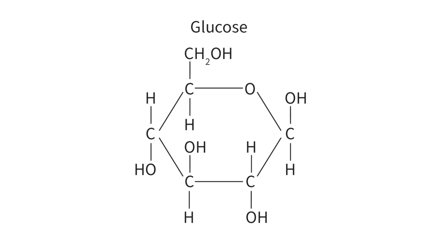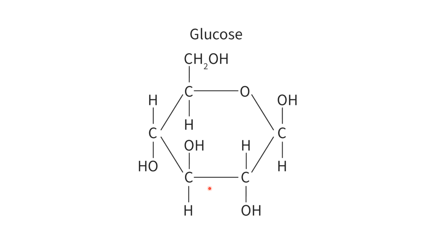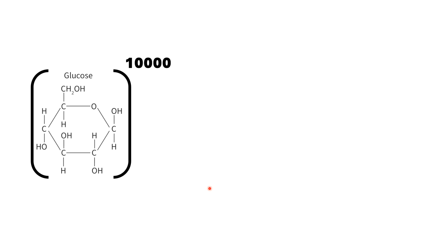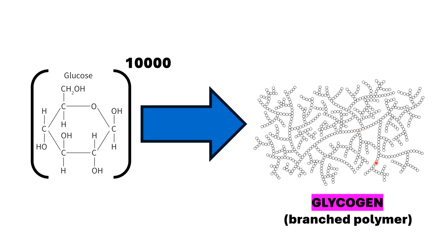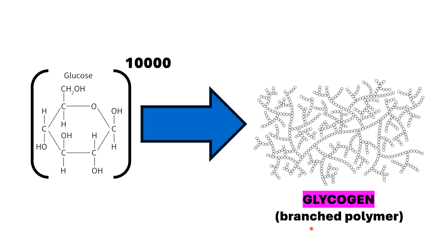Looking deeper into glucose, we're going to see the following. If you have 10,000 glucoses, this can give you something like this, which is glycogen, a branched polymer. A polymer is made of monomers. In this case, glucose is the monomer. Monomer for one, poly for many. So many monomers makes a polymer. We know that glycogen is the storage form of glucose. So you accumulate a lot of glucoses, they bond with each other and form the polymer, the glycogen.